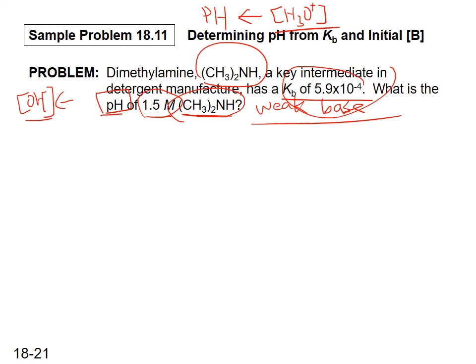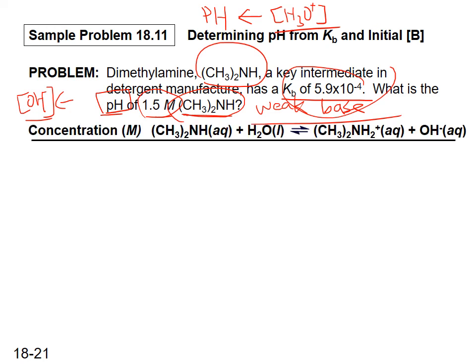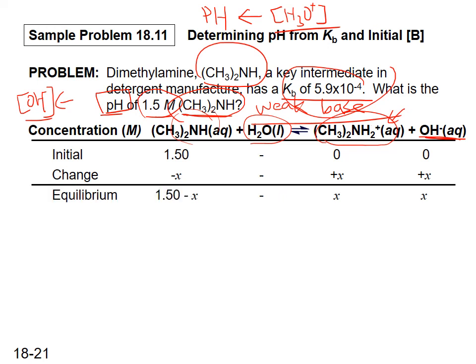So the reaction for this base is the base plus water forms the conjugate acid. The base abstracts one hydrogen from water to give you the conjugate acid plus hydroxide. That's the reaction. And then as usual, we draw the initial concentration. Initial for the base is 1.5, and the change for the reactant is negative x, for the products positive x, and then equilibrium. So how do you solve for x?